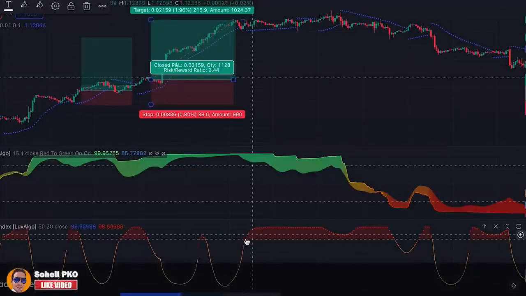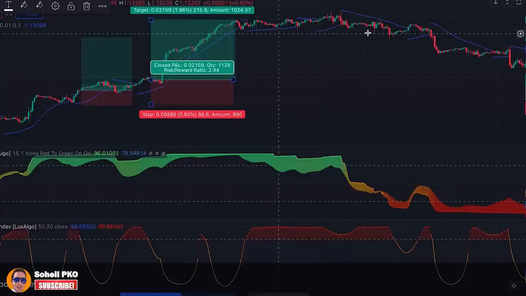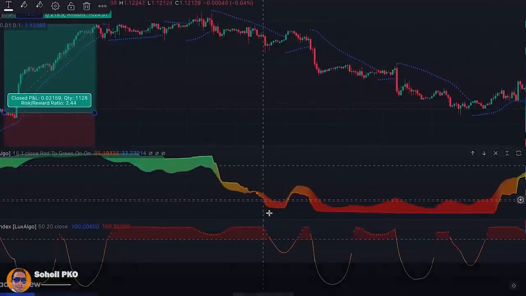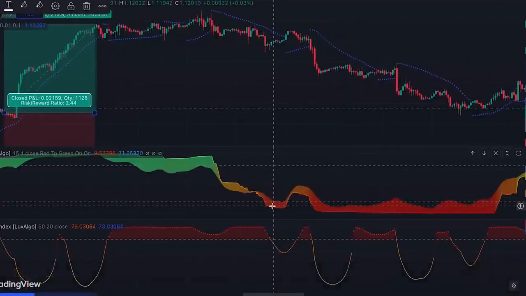From here, the squeeze became red, but it didn't go back below 80, and it shows that the market is not trending here in this part. And we wait until a new trend is established, which from here, the Rainbow RSI became red, telling us that the market is in a downtrend.